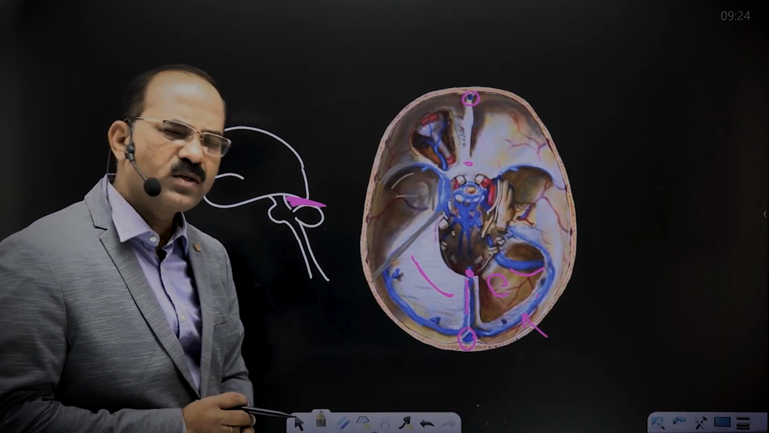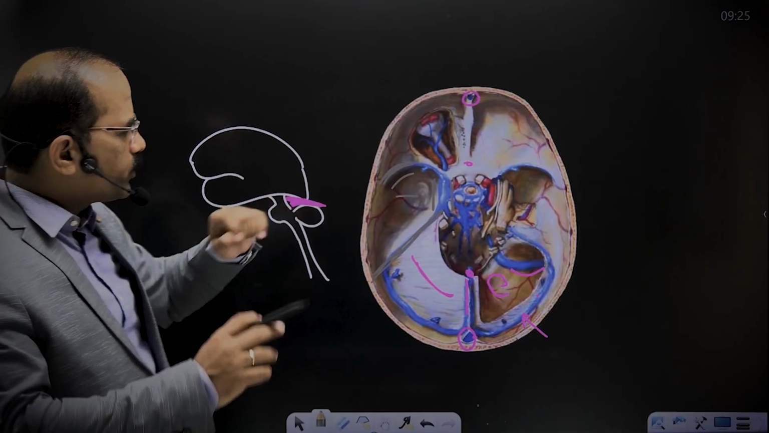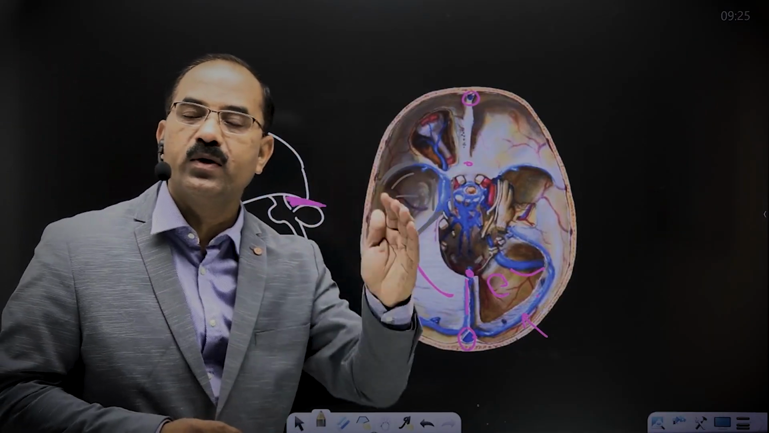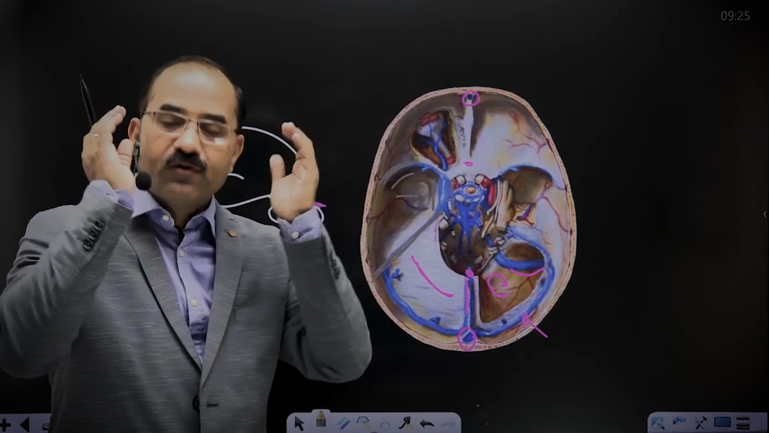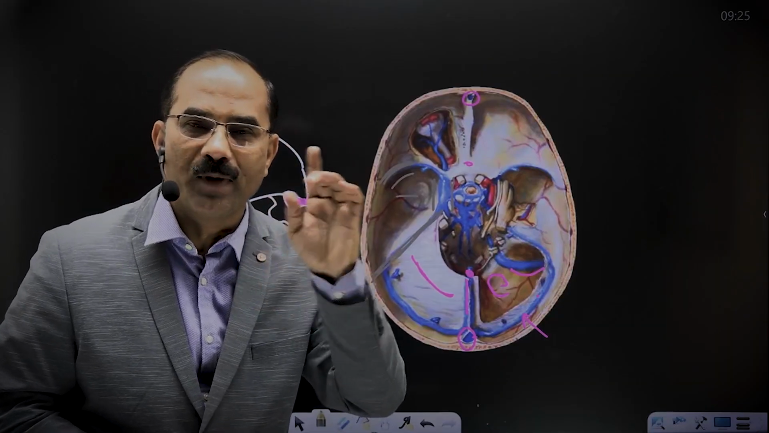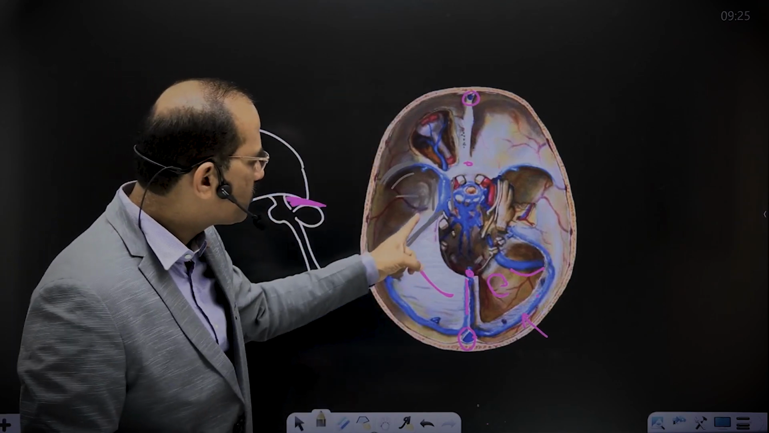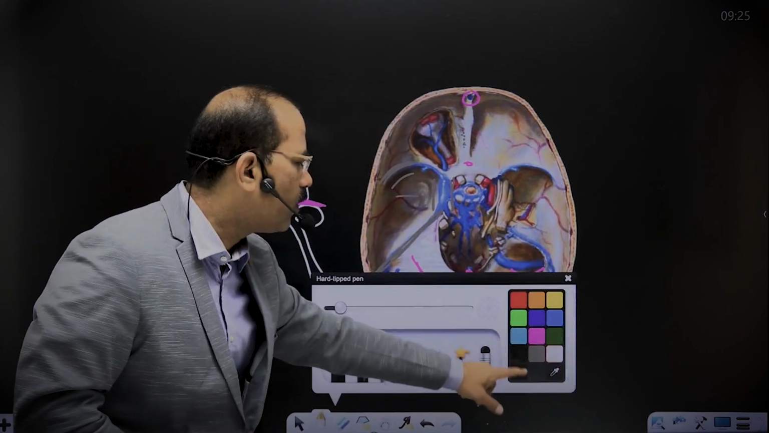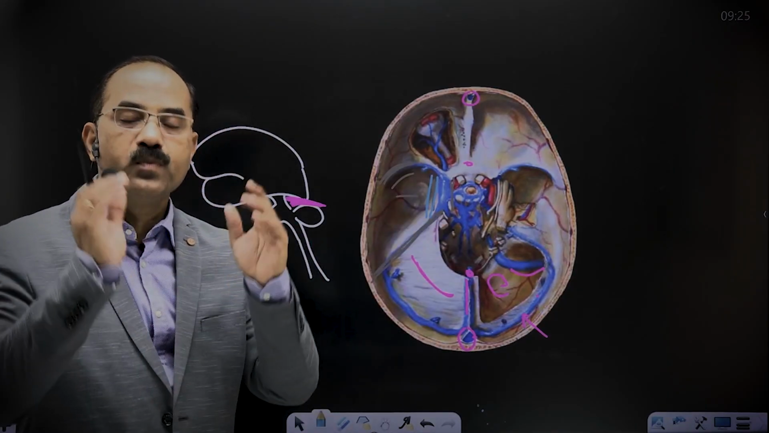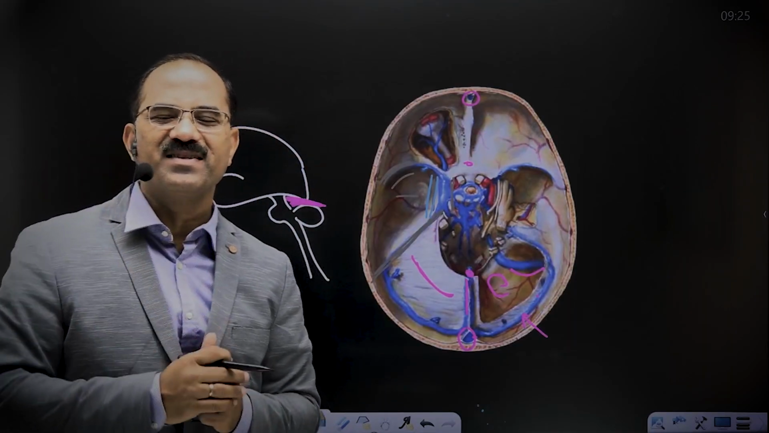Okay, students, now just try to understand the relations of the cavernous sinus. I told you, any structure, if it has to go to the orbit, there's only one way to get into the orbit from the skull. That's the superior orbital fissure, correct? Now, any structure going towards the orbit has to pass from here. So any structure going towards the orbit as a rule will be related to what? The cavernous sinus. You understanding?